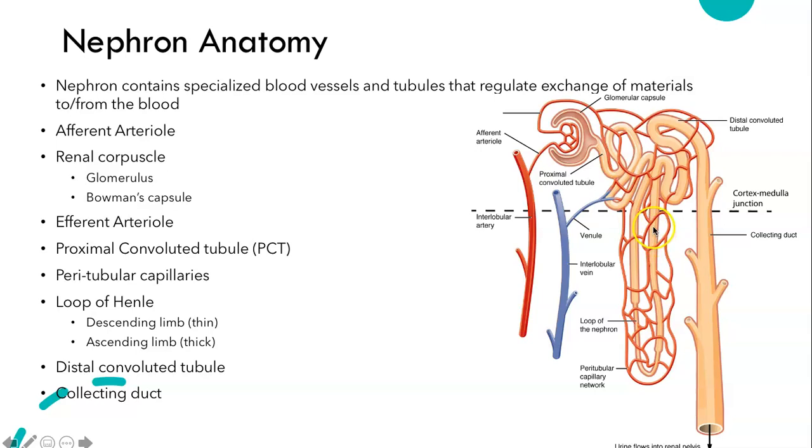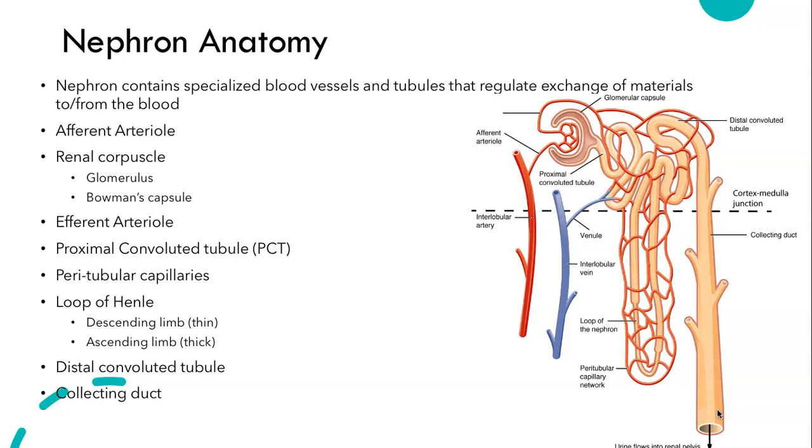From there, the filtrate enters the DCT, or the distal convoluted tubule. It just means it's a little farther away from the beginning of this whole process. So proximal, PCT, loop of Henle, now into the DCT. And then the last stop is the collecting duct. It basically collects the urine, and that urine will then flow into the renal pelvis, down into the bladder, and eventually exit out of the body.